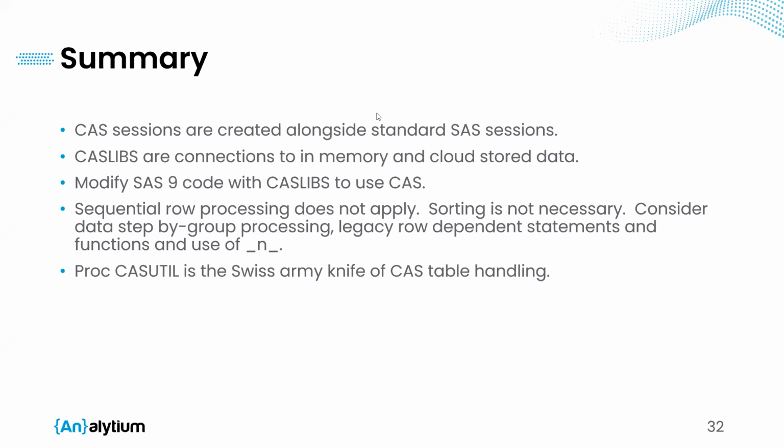In summary, CAS sessions are created alongside standard SAS sessions. CAS libs are connections to in-memory and cloud stored data. You modify SAS 9 code with CAS libs to use the CAS server. Sequential row processing doesn't really apply. Sorting isn't necessary. You want to consider your data step by group processing, any legacy row dependent statements and functions, and the use of _n_. And proc CAS util is a Swiss army knife of CAS table handling. And you can do all sorts of stuff with that.